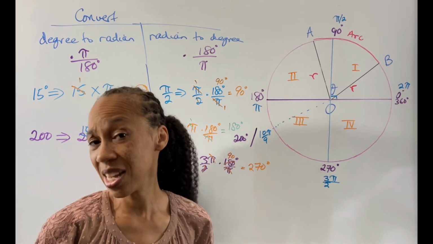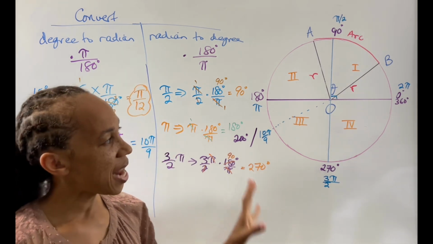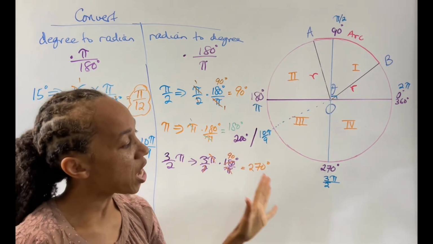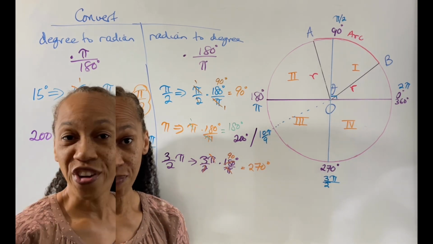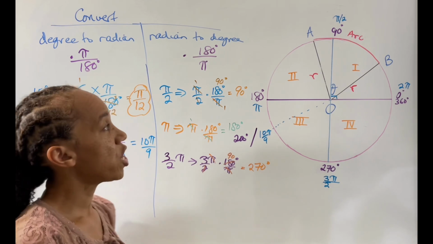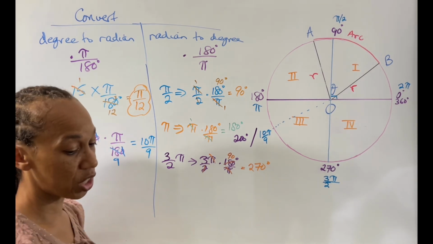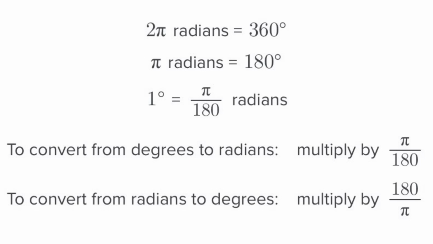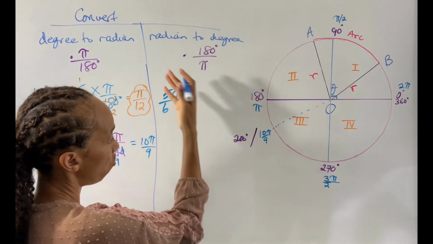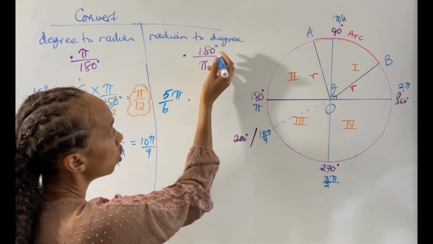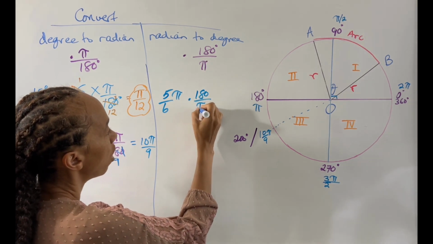But you might say to yourself, what if I have a radian that is not one of the basic 4 points on the unit circle, and I need to do that calculation? It's fine. You're going to use the same concept, where you use the radian that is given to you and convert it. So let's show you that example. Say, for instance, I have 5 over 6 pi, which is in radians, and we need to change it to degrees. So I'm going to multiply it by 180 over pi.